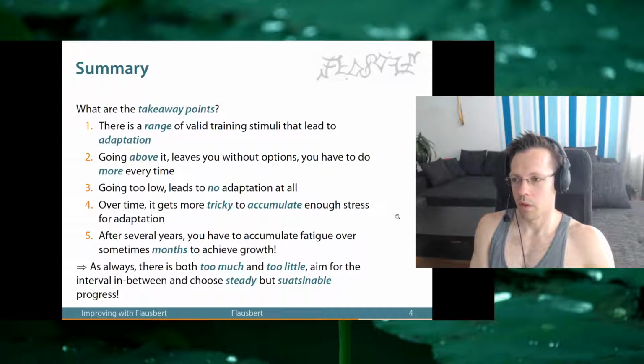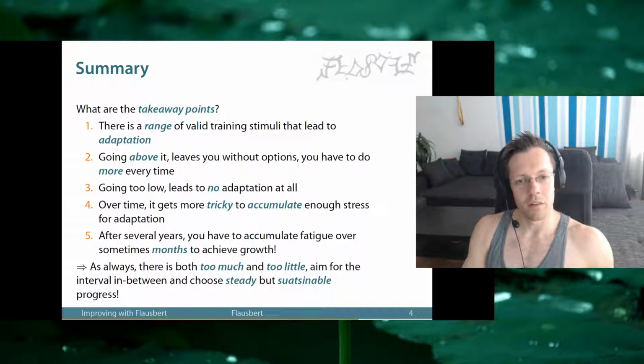Okay, that's pretty much it. So now to the summary. What are the takeaway points? Well, first, there's a range of valid training stimuli that leads to adaptation by muscle growth. And you, as a lifter that wants a nice body, wants to be inside of this range at all time. You want your body to adapt by growing muscles. If you go above this range, it leaves you without options, and you have nowhere to go anymore. You will stall, and at that point you have to deload and maybe start much slower than before to reset your adaptation of the body.